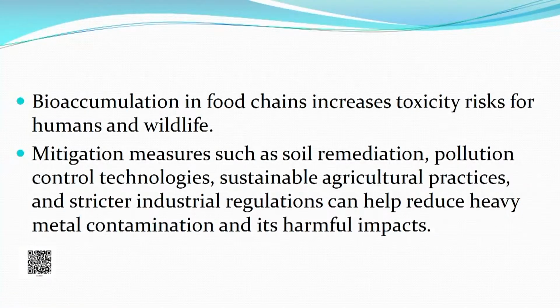Bioaccumulation in food chains increases toxicity risks for humans and wildlife. Mitigation measures like soil remediation, pollution control technology, sustainable agriculture practices, and stricter industrial regulations can help reduce heavy metal contamination and its harmful impact on life. Next, we will talk about how heavy metals can reach soil, air, and water.